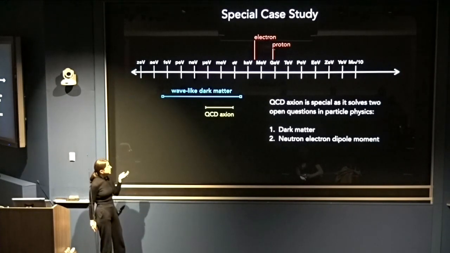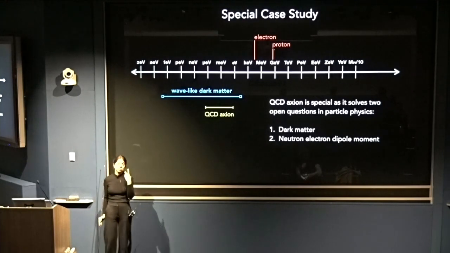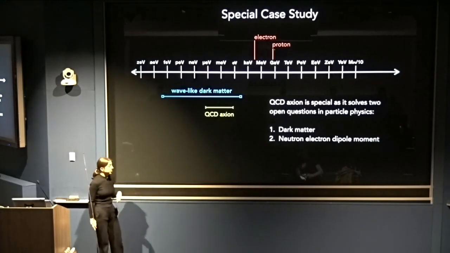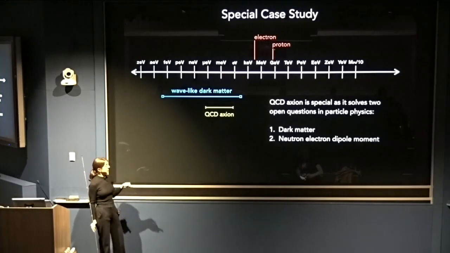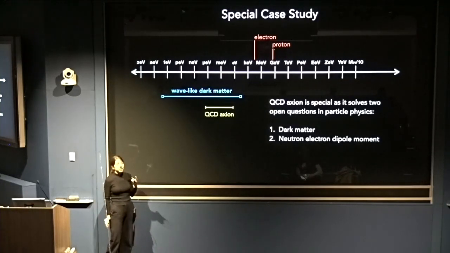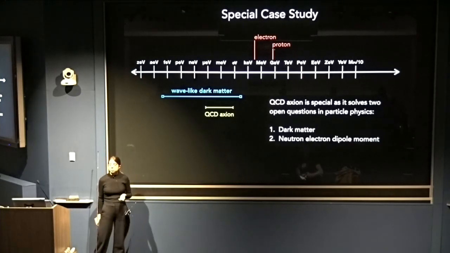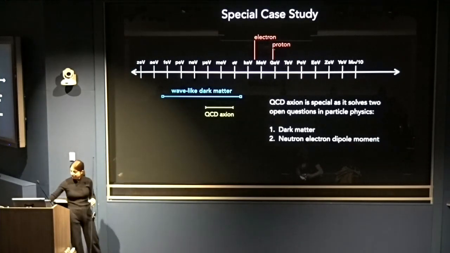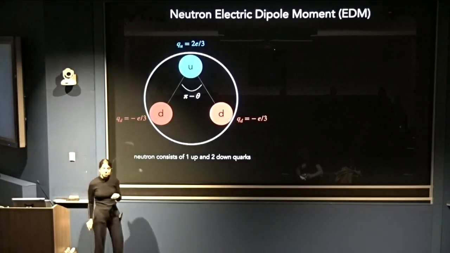The reason that the QCD Axion is so special is because it actually has the potential to answer two big questions in particle physics. One is it can actually explain the dark matter, so yay, that's why we're talking about it here. The second is that it can also explain another mystery, which has to do with the neutron electric dipole moment. So let me give you some background on that second mystery.